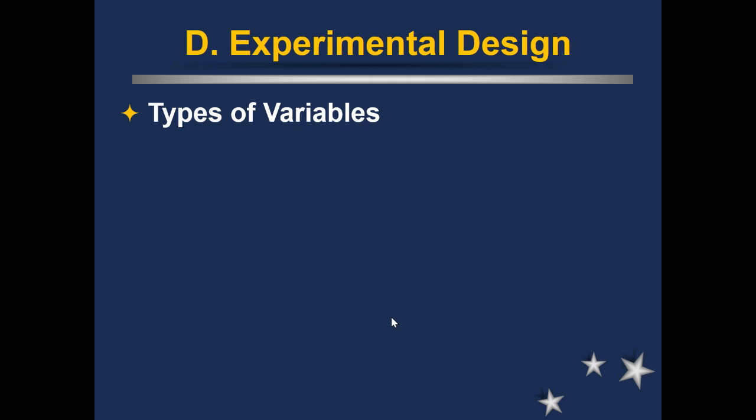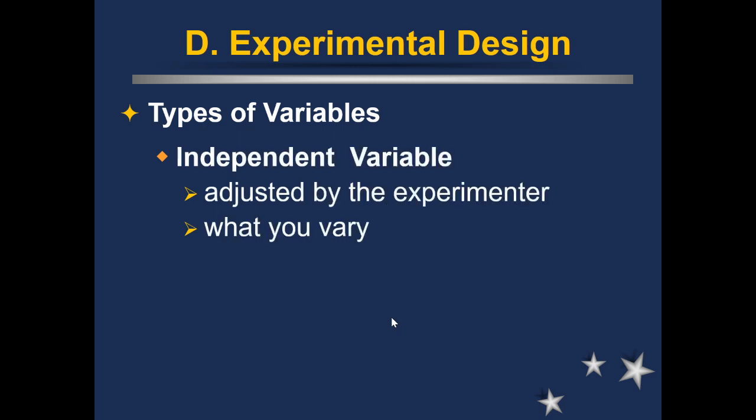With that said, let's talk about types of variables. Independent variable starts with the letter I. So I adjust what's happening to the independent variable. It's adjusted by the experimenter. This is what you change, what you vary.